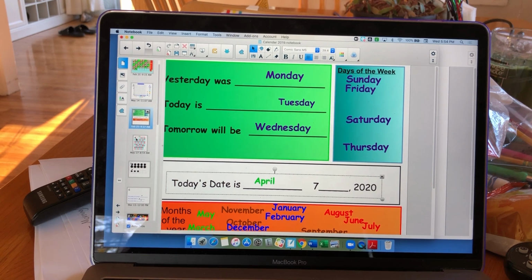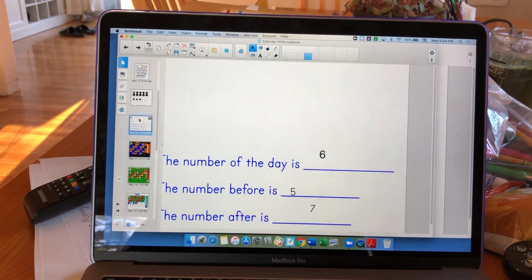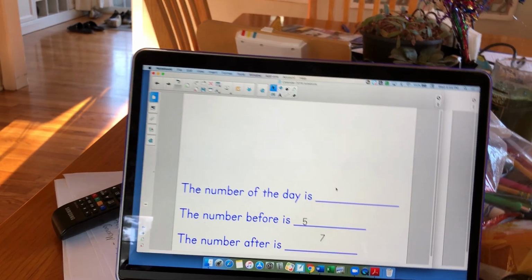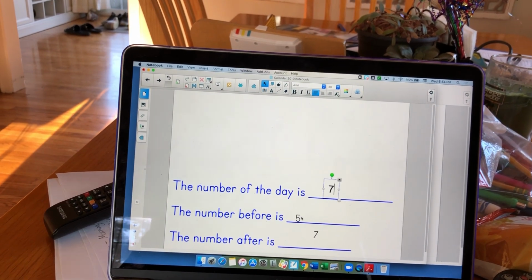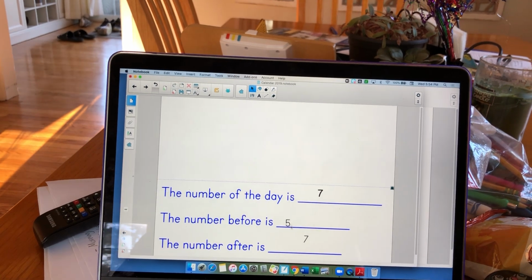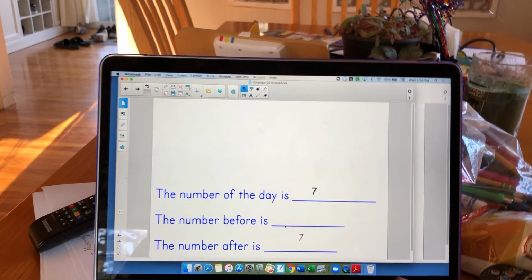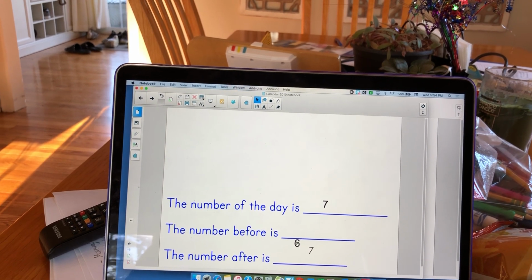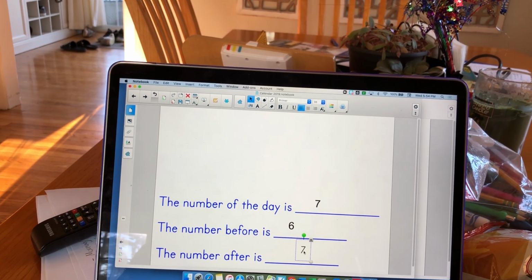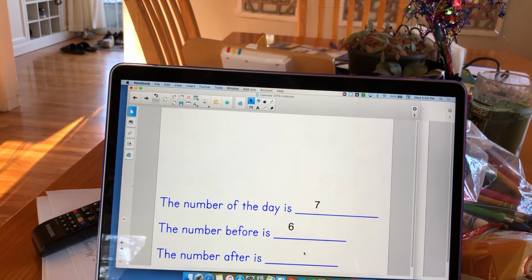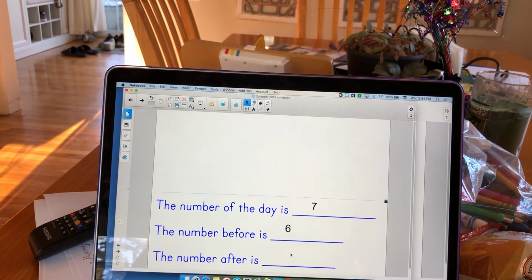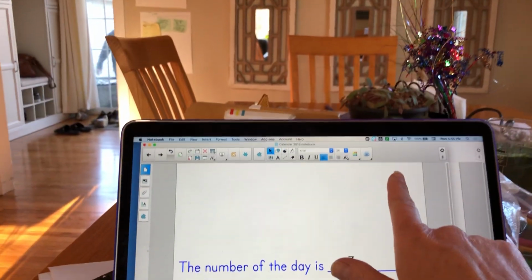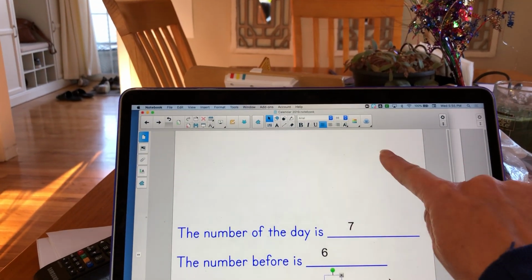Let's do our number work. Okay, so today is 7. What's the number before 7? 1, 2, 3, 4, 5. Oops. Move that up. 6. And the number after 7? 6, 7, 8. 8. So 8, start at the top, make an S, come back up to the top.